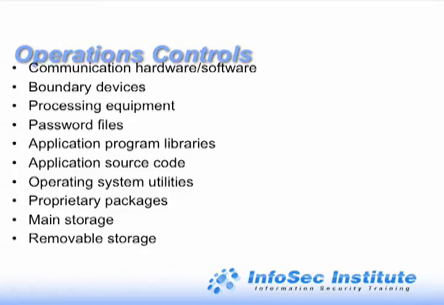Processing equipment, password files, application program libraries, application source code, operating system utilities, proprietary packages, main storage, movable storage, and sensitive critical data. A lot of times people have, for example, application and program libraries that may not get vetted after a while, and that's a huge problem because a lot of applications will use these universally, or they share these libraries within the applications. And same thing with application source code.